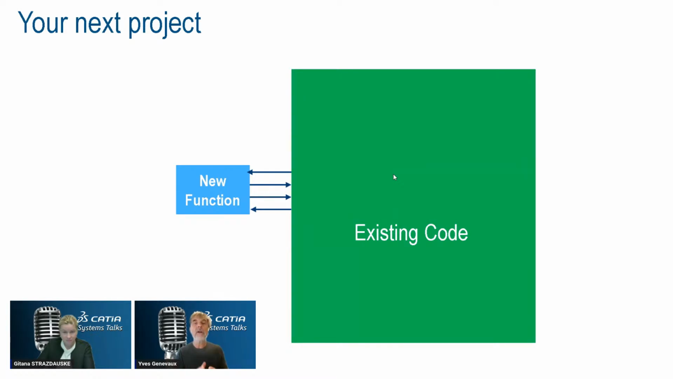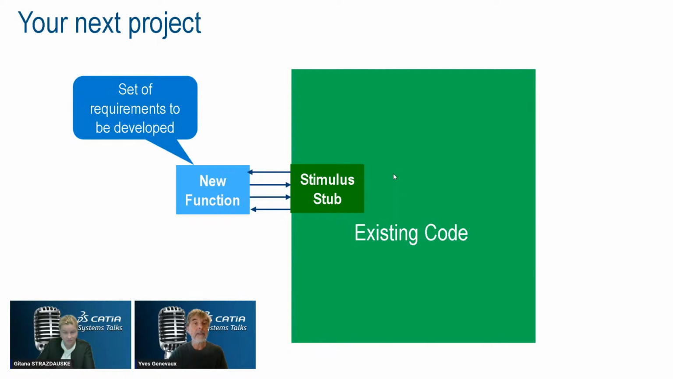So if you are creating a new function or modifying an existing one, you have a set of requirements to be developed. And this new function interacts with the rest of the system, of course. But what you want to do is to simulate that function and have a simulation that is precise enough to find the errors in the requirements you're creating.